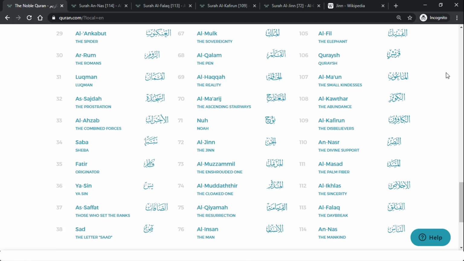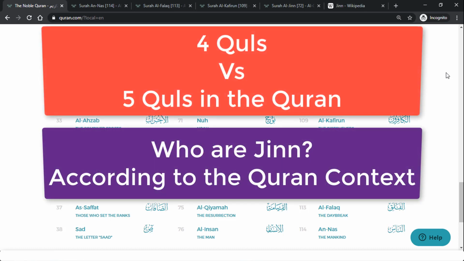Salam everyone. Talk about the four quls in the Quran versus the five quls in the Quran.